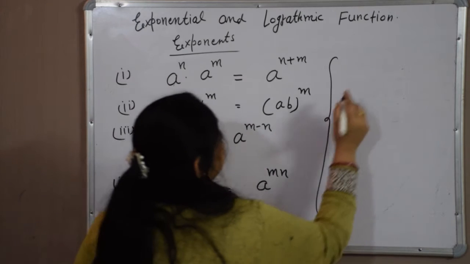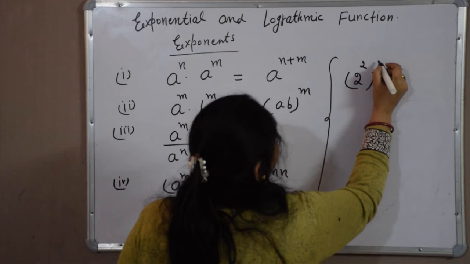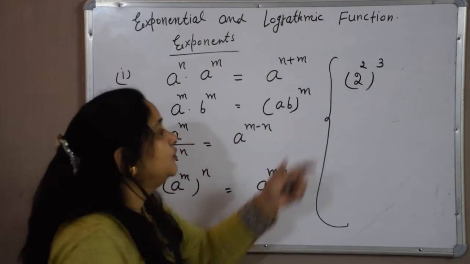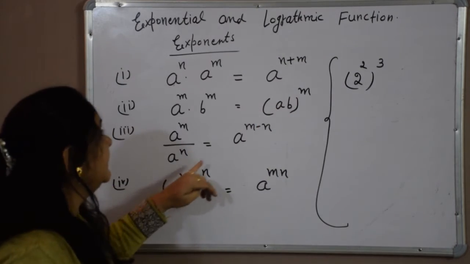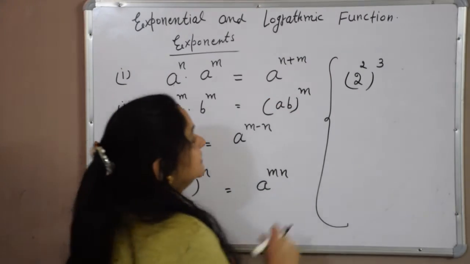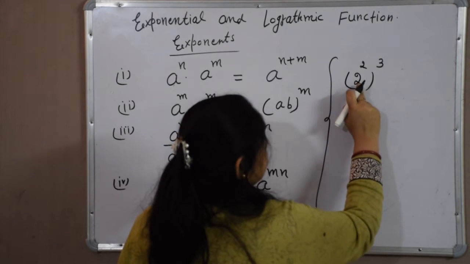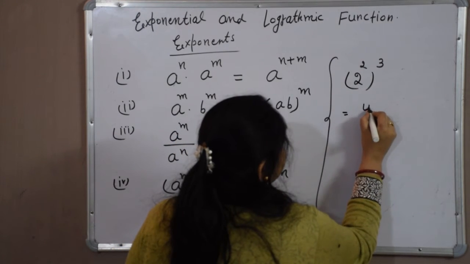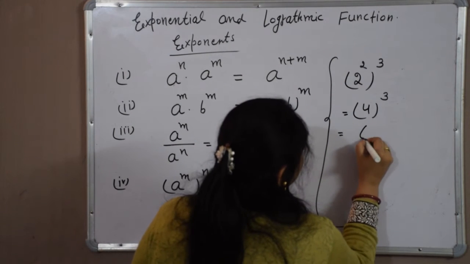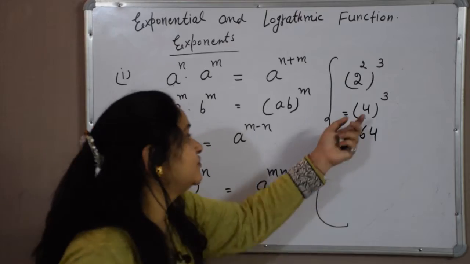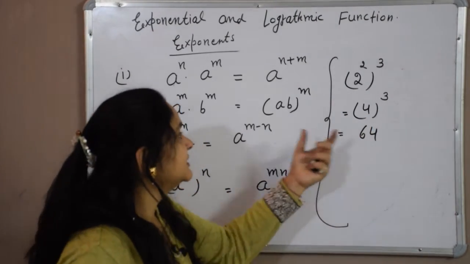A raised to power m. Suppose I am taking 2 square and here 3, 2 square into 3. Here a is our 2, and m and n are 2 and 3. First of all, I am solving it as it is. 2 square means 4. 4 raised to power 3. So we got the answer 64, that is 4 multiplied with itself 3 times. 4 into 4 into 4, that is 64.